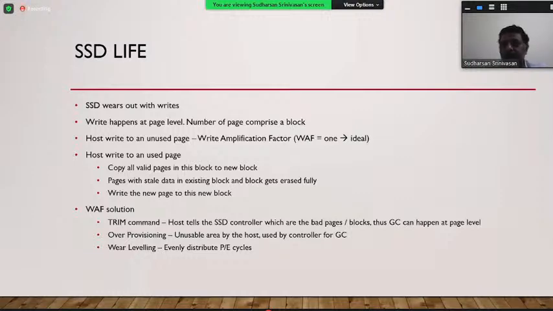And wear leveling is to ensure the drive is used overall in an equal manner, so that you don't kill a particular part of the drive and reduce the drive size.